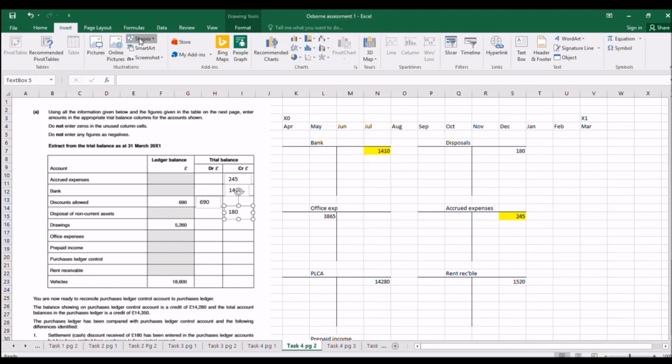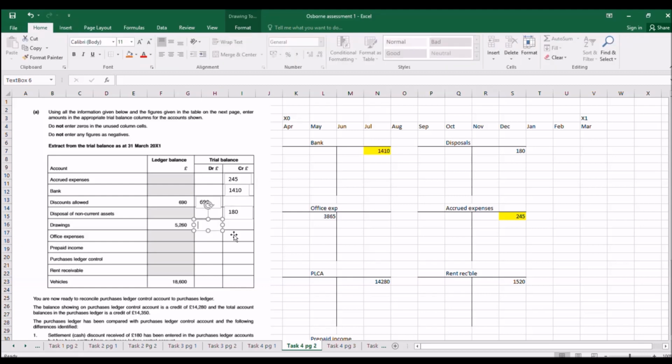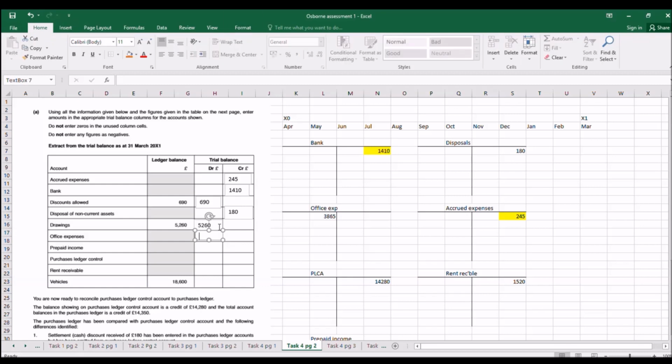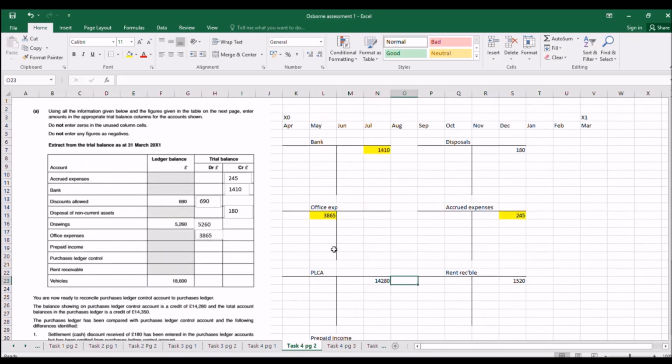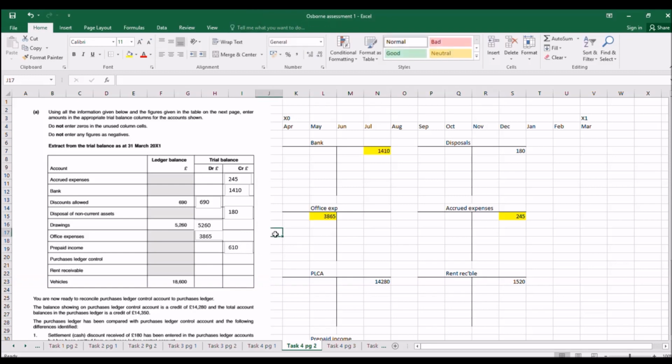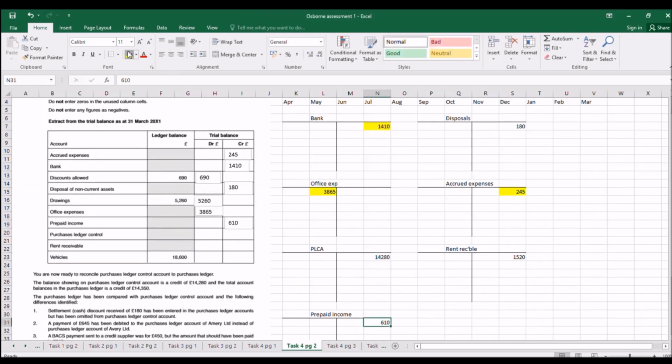Drawings. So our drawings is our payments to our shareholders, and so it's a reduction in liability to the shareholders, so that is 5260, because it's a reduction in liability to shareholders, that would be a debit. Okay, let's now go into our office expenses. We've got that one, 3865. Get that. Prepaid income, okay, which is going to be our liability of 610. Credit there. Get that off.